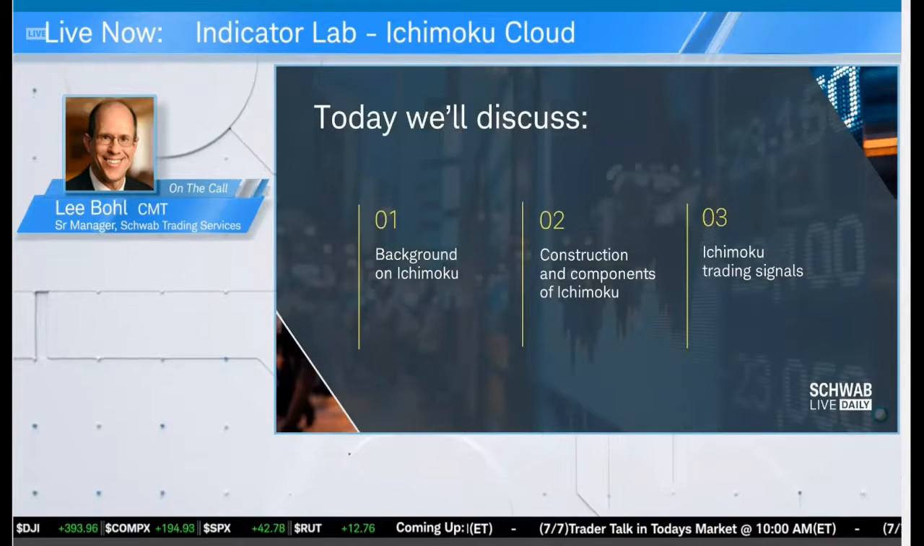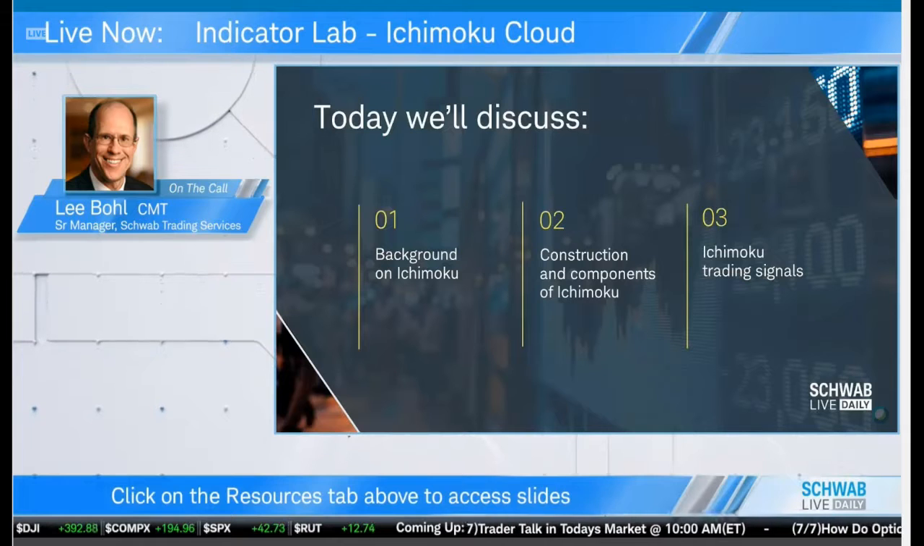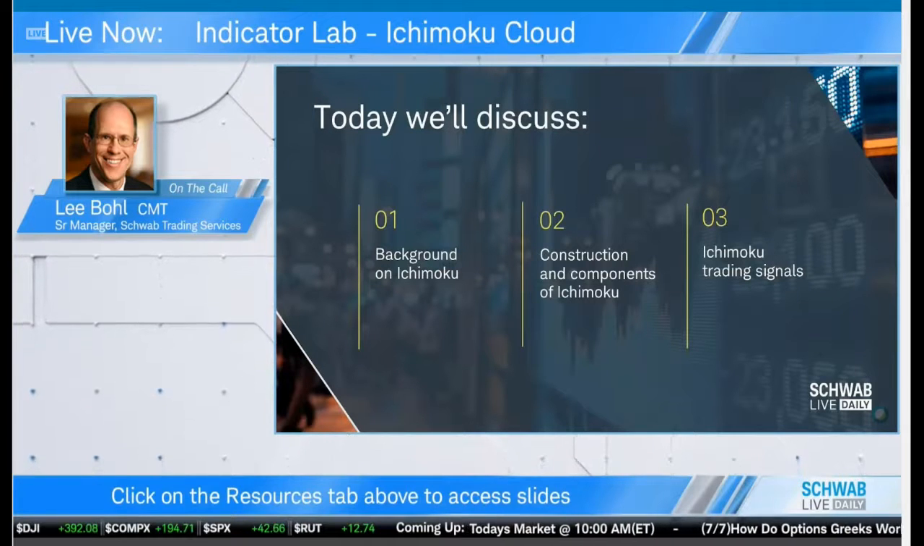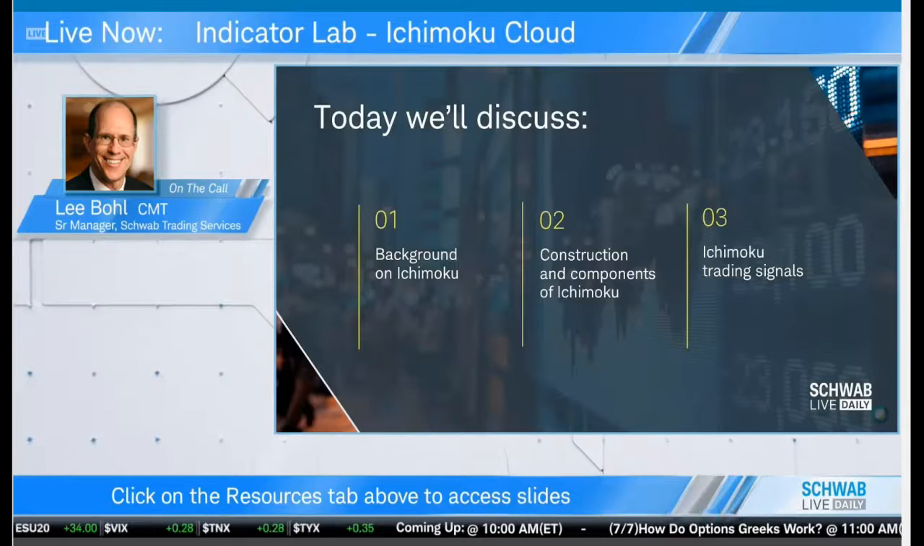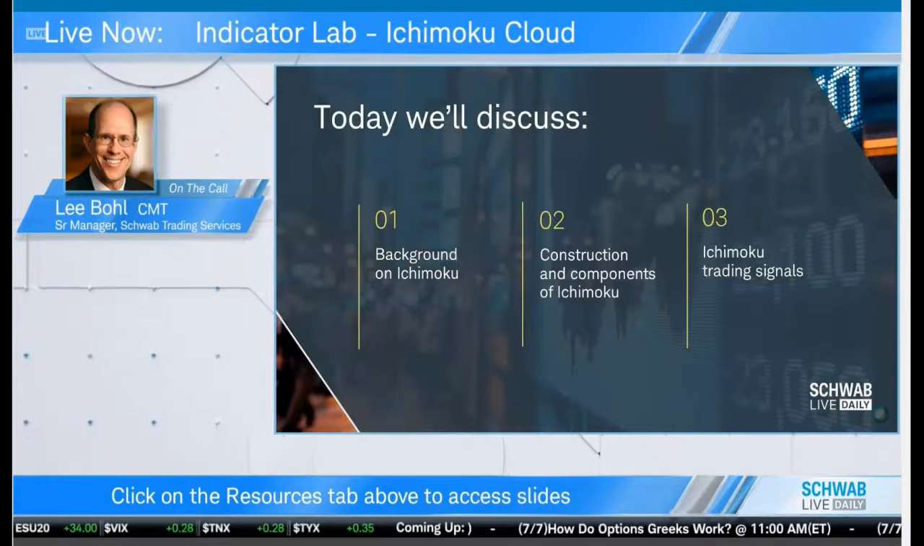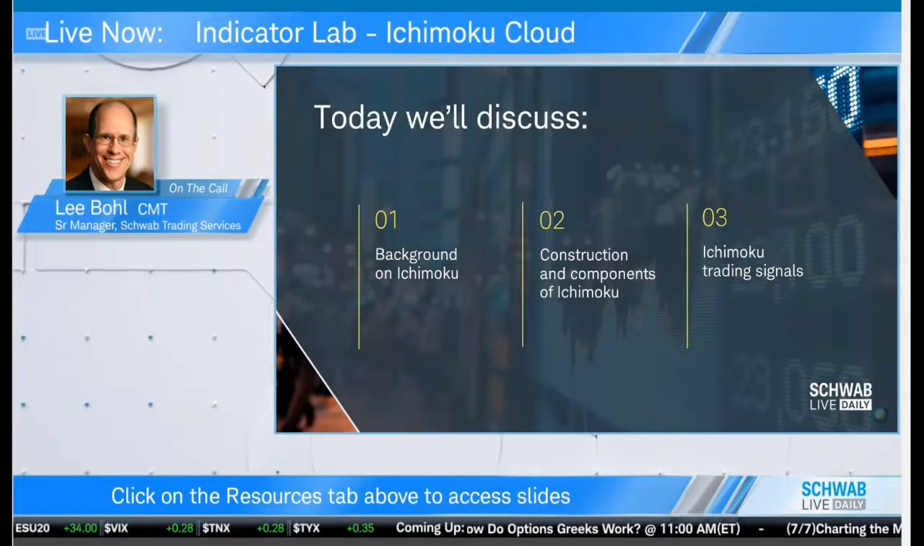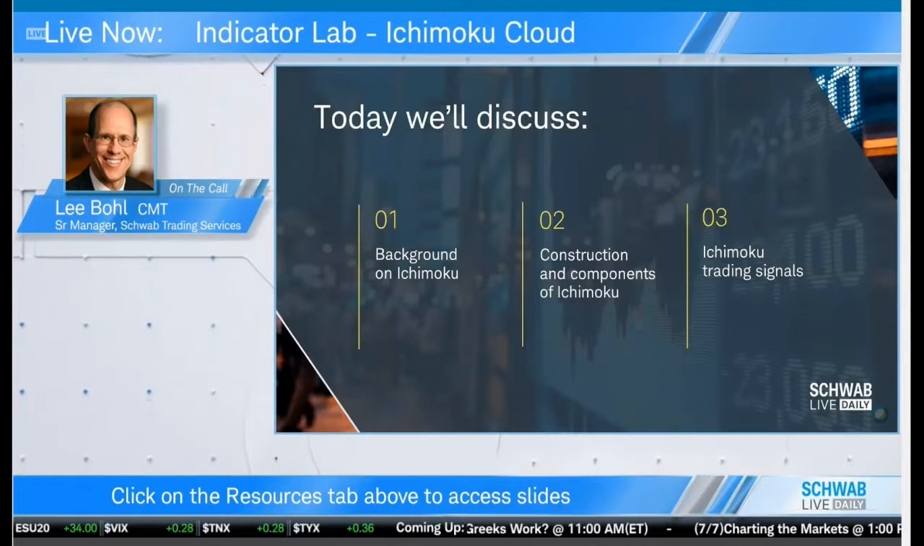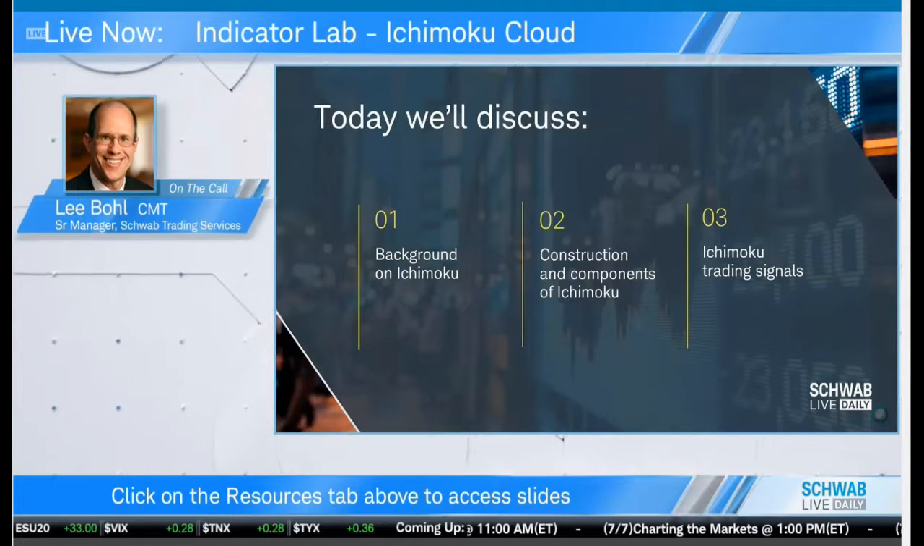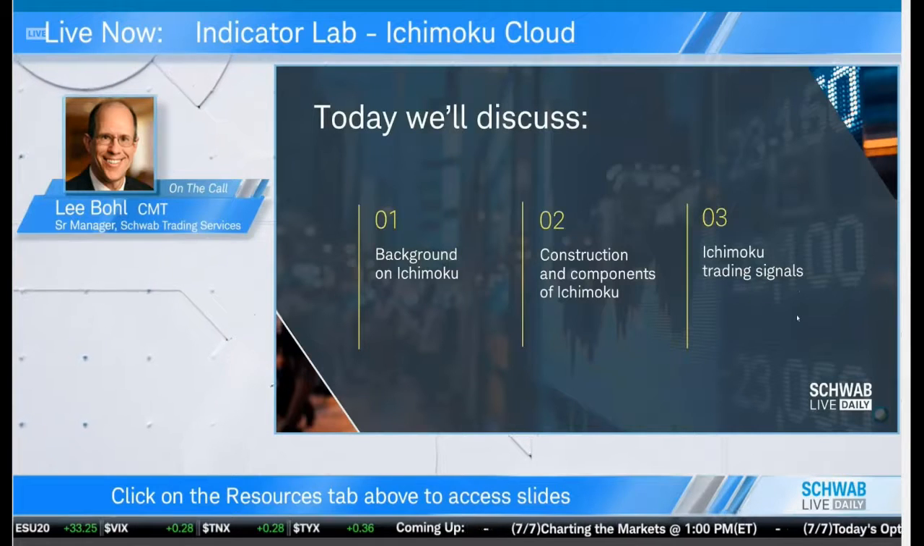All right, so our agenda for today is to do a little bit of background on this kind of interesting looking indicator called the Ichimoku Cloud. We'll go over how it's constructed, the different components, and then we will go over the different trading signals that have been developed over the years if you want to use this indicator.